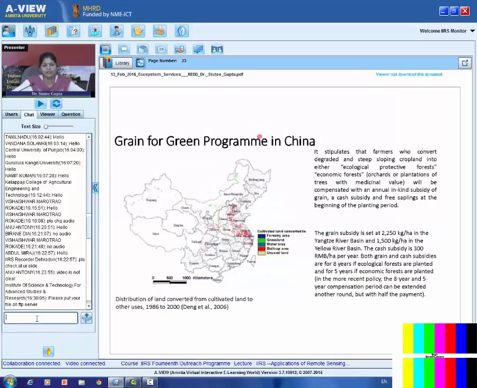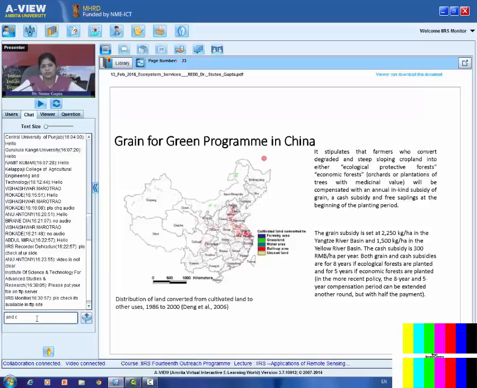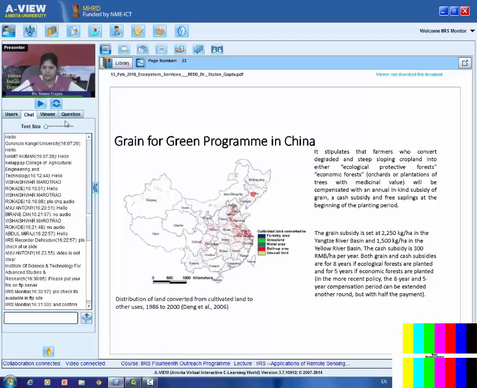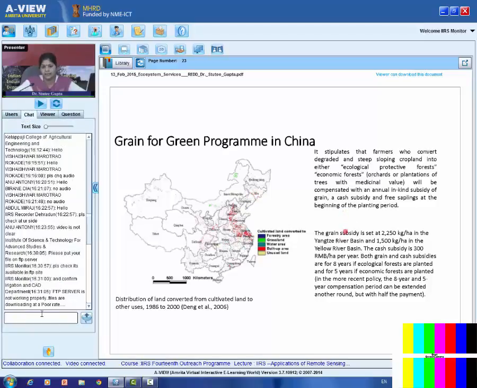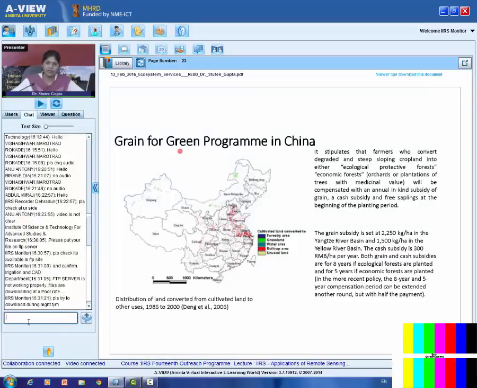Similarly, there is one program called the Grain for Green program in China. In this particular program, with the help of satellite data, it was assessed which areas were earlier cropland and later were converted into various other ecosystems like forest, grassland, water area, and so on. Based upon the intensity of the changes which took place in various provinces, the local communities were compensated in terms of grain subsidy, and there was also a direct cash subsidy given. So this program was found very encouraging for the people, and a lot of communities came forward for the program called Grain for Green.